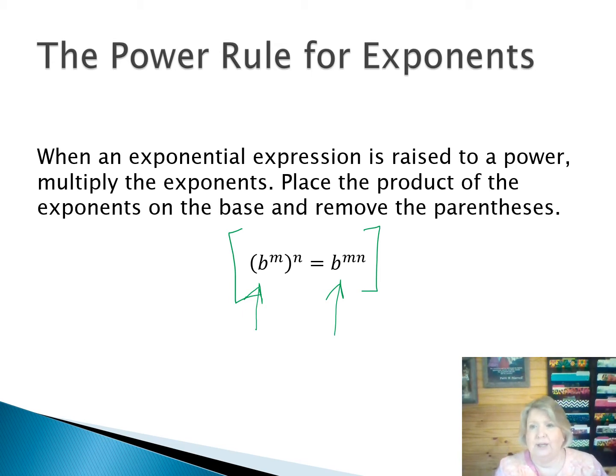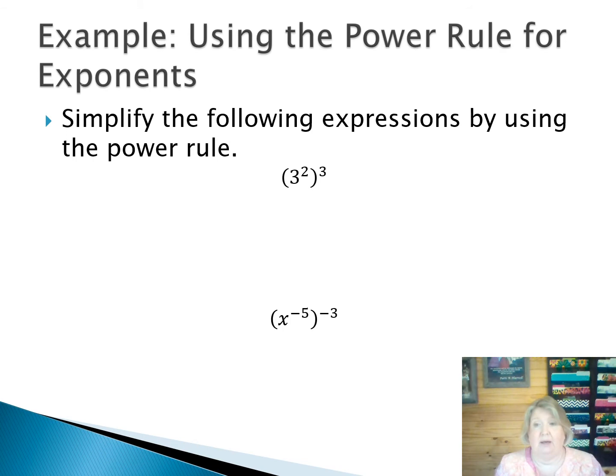All right, let's look at a couple of examples and see if we've got it. This one should be fairly easy, and this lesson should be fairly short. Simplify the following expressions using the power rule. Again, my base, 3, should be unchanged. The only thing I have to do is multiply those exponents. 2 times 3 is 6.